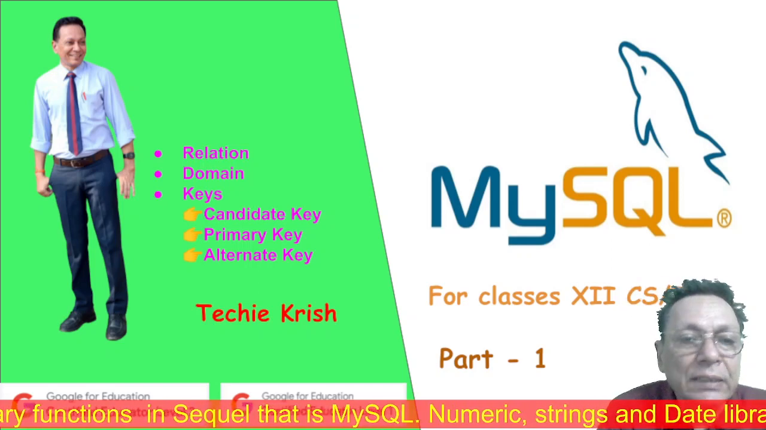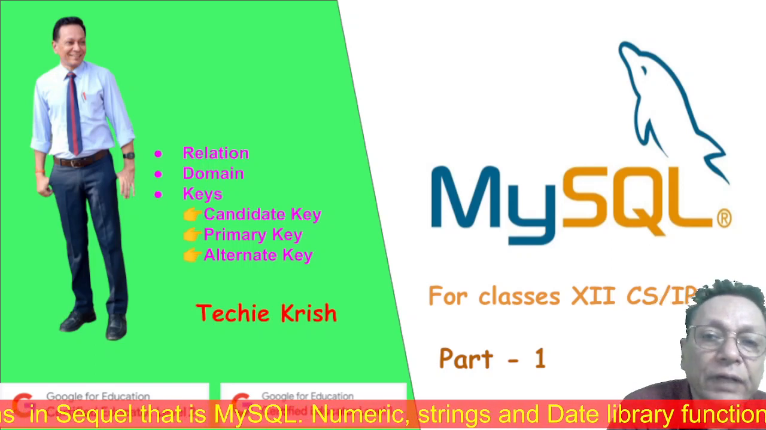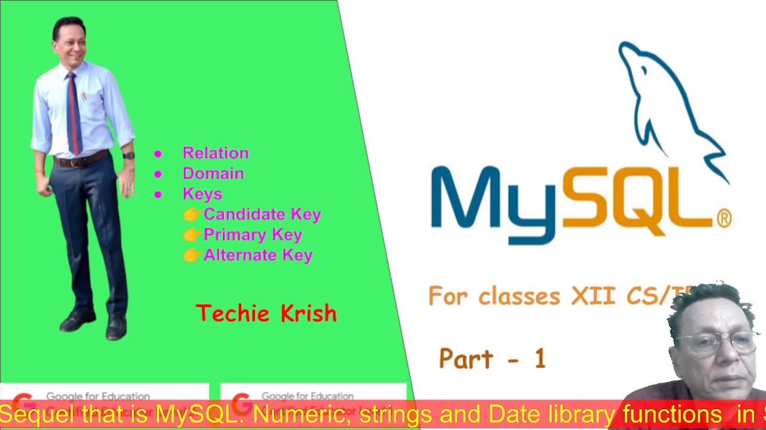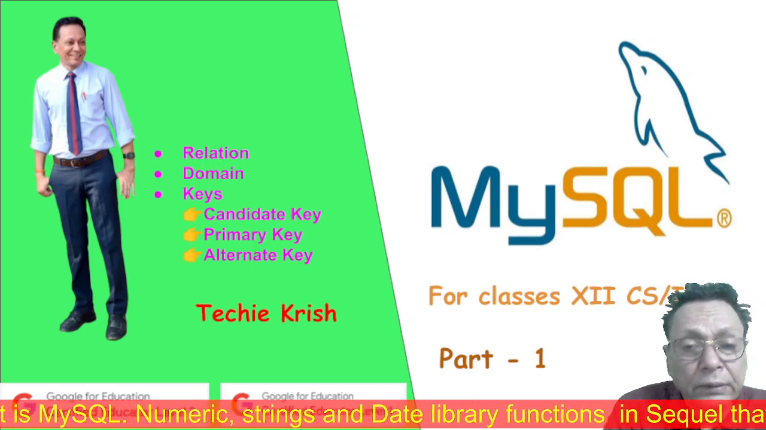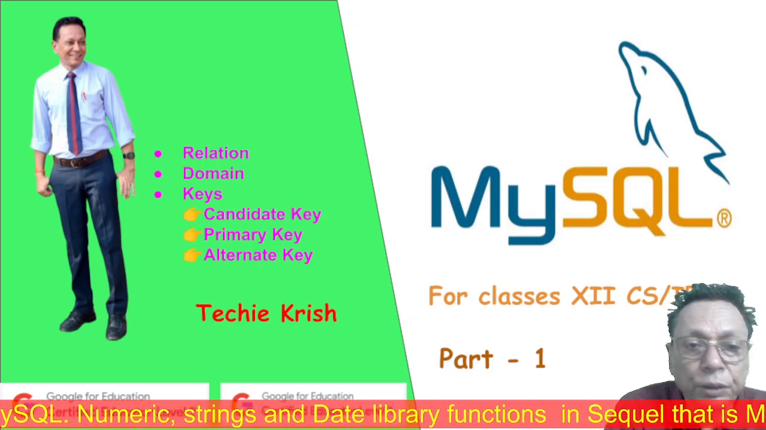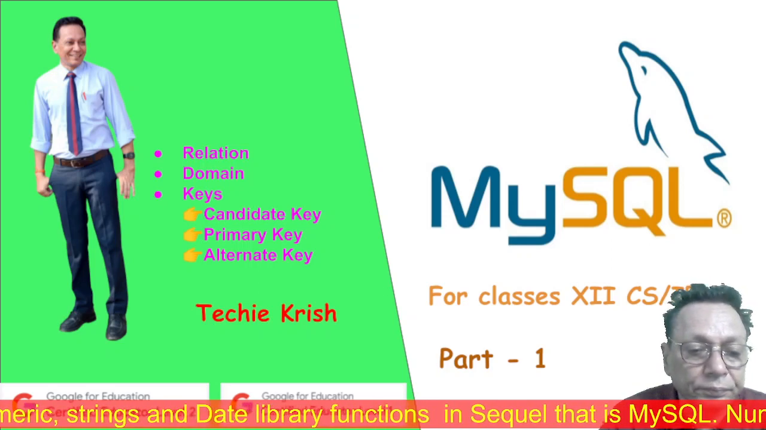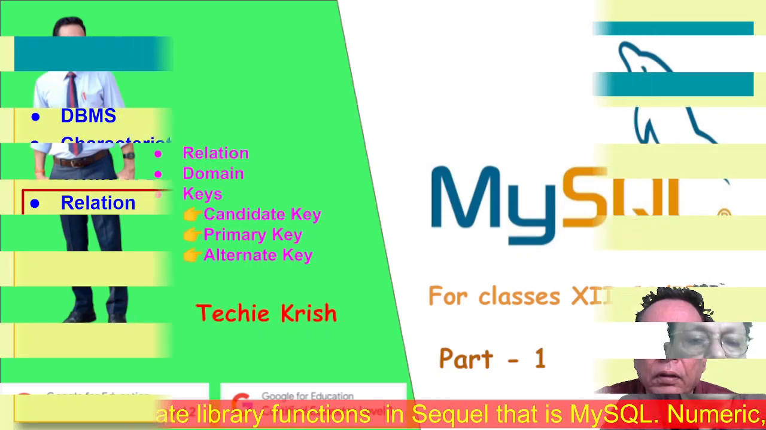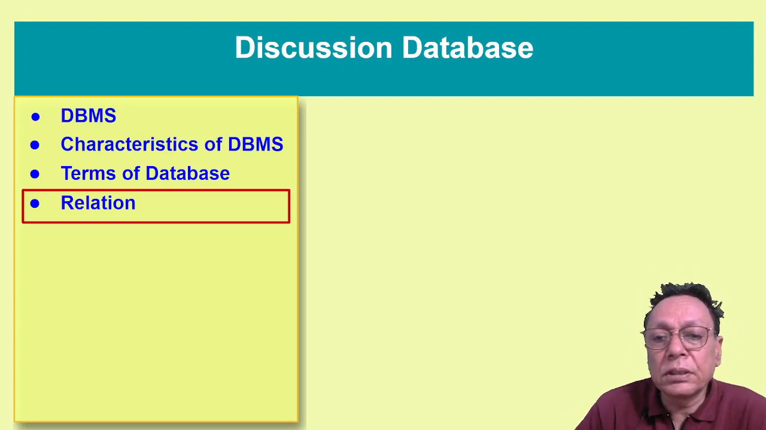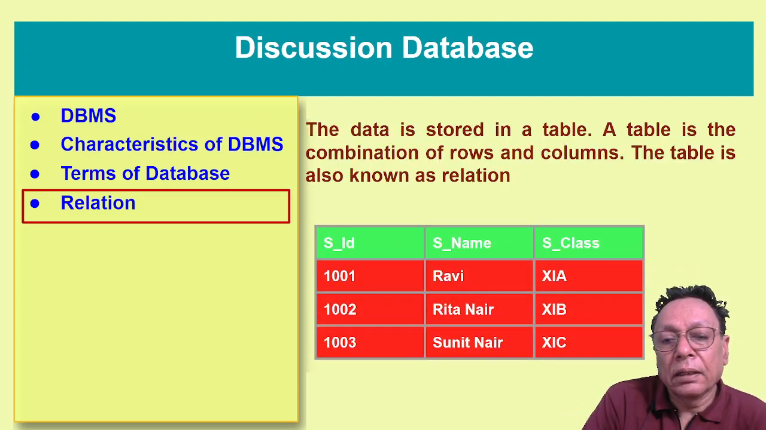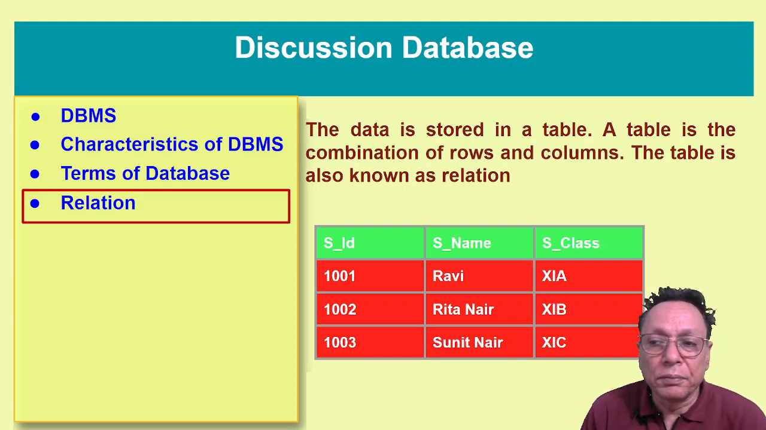So last time we discussed the database and some terminology and definitions of database, DBMS and RDBMS. Now we are going further and moving towards new terms. The new term is relation, which is: the data is stored in a table, and a table is the combination of rows and columns.